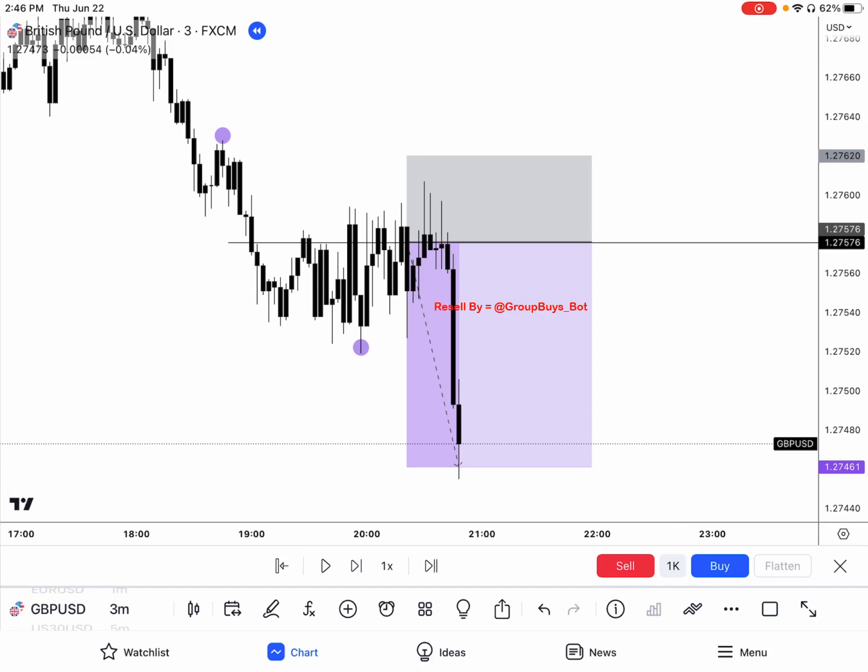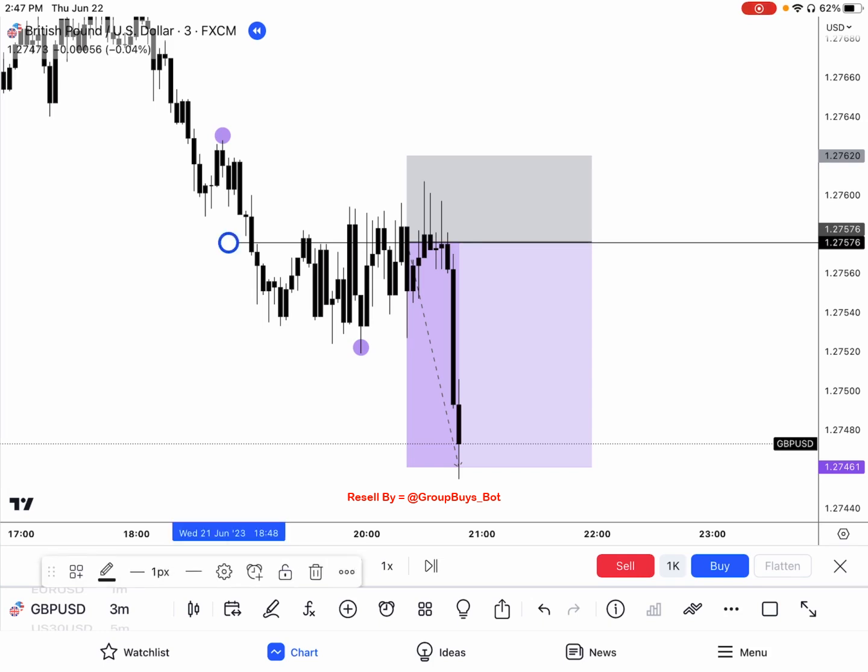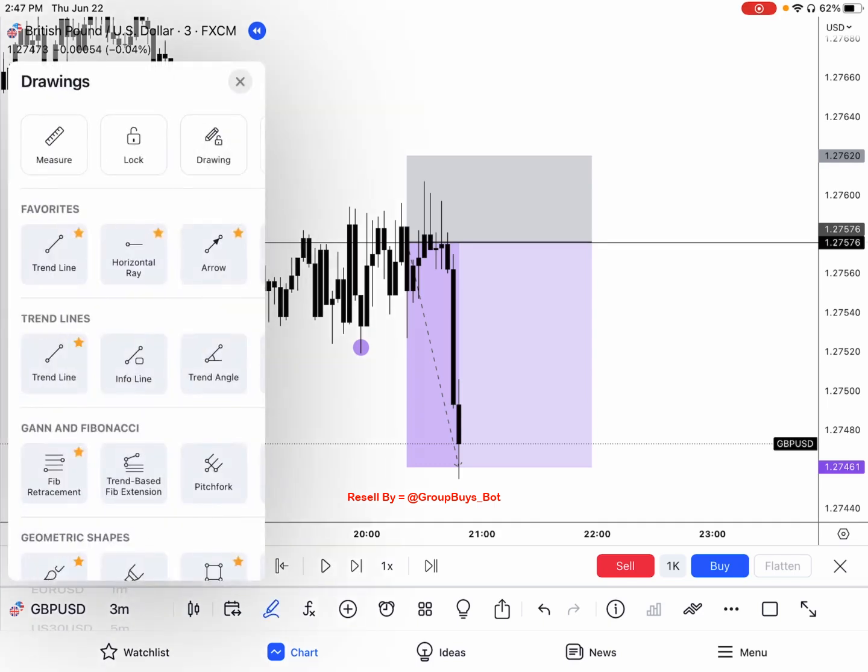We'll just leave it here. That way it's visually a lot cleaner to see. So one thing that I do want to point out is I did get into this trade a little early. So my entry was actually right here where I had marked this horizontal. I did actually enter right here, and I actually placed a sell limit.